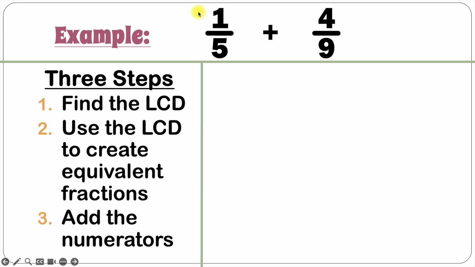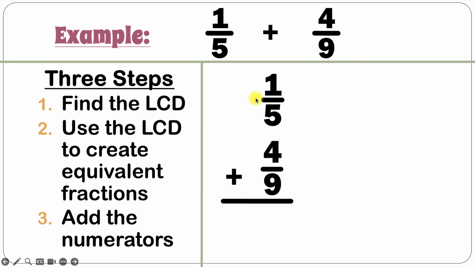So here's our last example. 1/5 plus 4/9. Step 1 is to find the LCD, but before we even do that, we should always make sure we write our fractions one on top of the other. So now we have to find the LCD for 5 and 9. When we do that, that is 45.